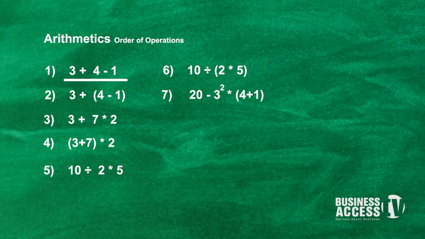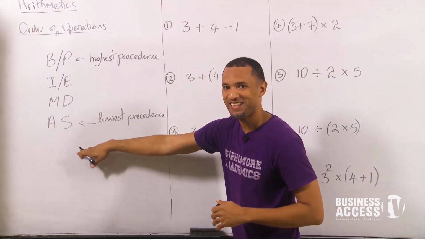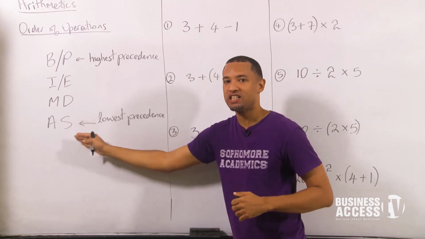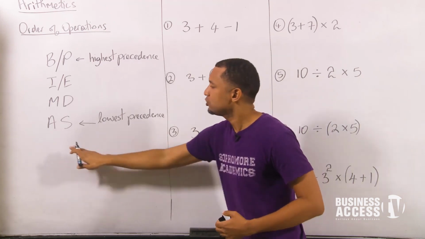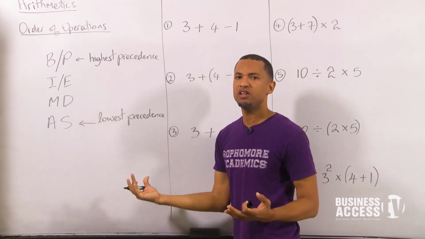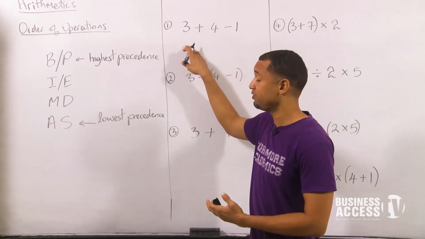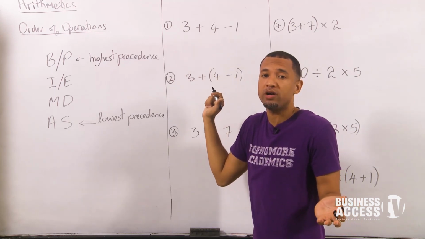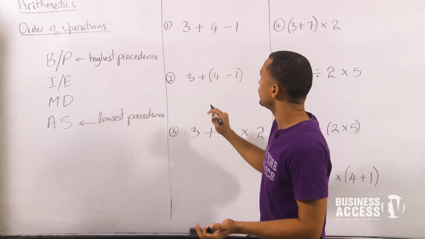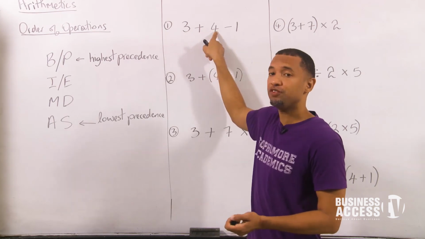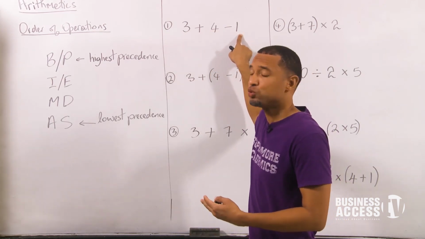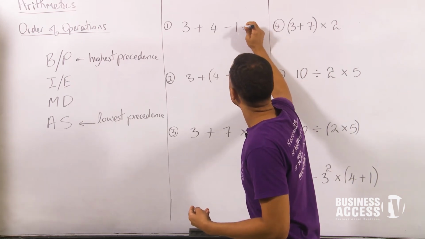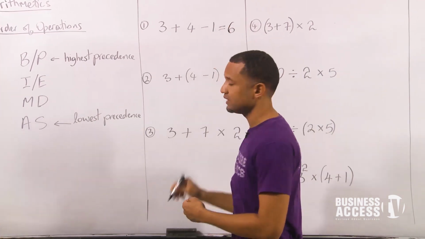Now, you would have learned that, as you can see here, addition and subtraction are on the same level, all right? When two operators are on the same level, you can just read it from left to right. Whichever comes first, you just operate first, all right? So you would go 3 plus 4 is 7, minus 1. 7 minus 1 gives you what? It actually gives you 6, ladies and gents, all right?